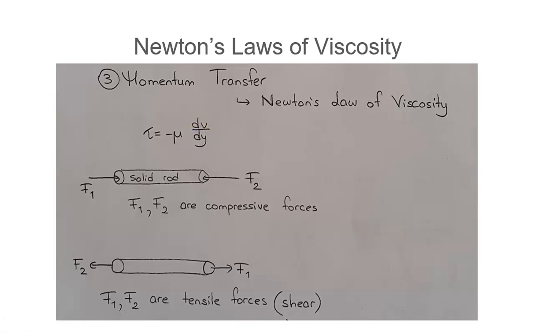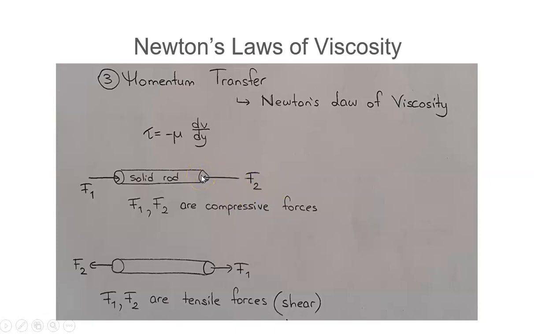So we've talked about three different gradients. We've talked about the thermal gradient. We've talked about the concentration gradient. Now we're talking about the velocity gradient. So let's say we have a solid here, and then we apply force F1 on this solid rod. The force F1 is applied towards one end of the rod from the left, and then force F2 is applied towards the other end of the solid rod from the right.